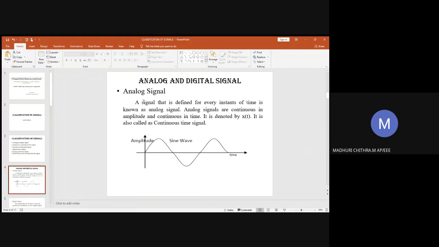An analog signal is a signal that is defined at every instant of time. In the first class itself, I said that the analog signal is a continuous time signal, defined for every instant of time. Analog signals are continuous in amplitude and time. It is denoted as x of t and is also known as a continuous time signal. From the sine waveform, we can see that it's a continuous time signal.